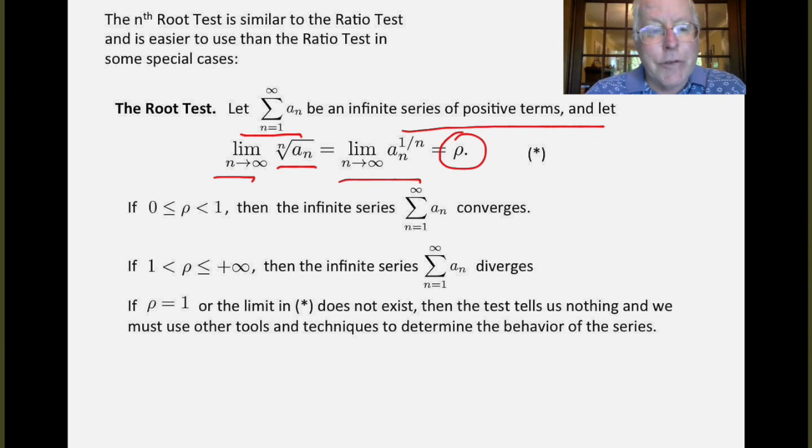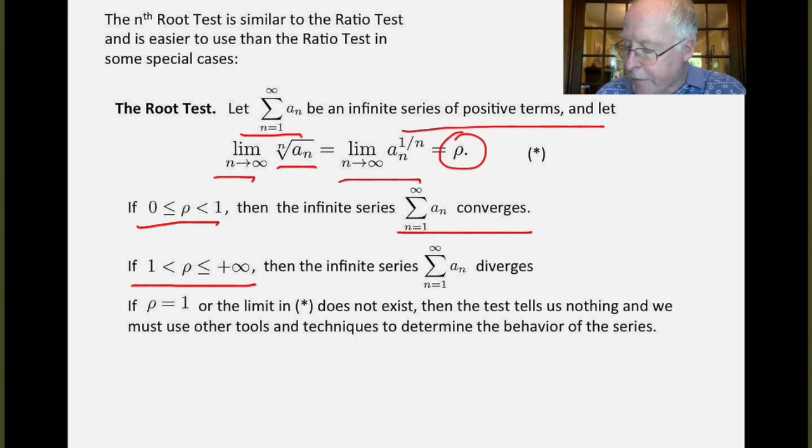And as in the ratio test, we have similar conclusions. If rho is greater than or equal to 0 and less than 1, that will tell us the series converges. If rho is bigger than 1, and it could even be infinity, then the series diverges. And if rho equals 1, or this limit in star does not exist, the root test tells us nothing, and so we have to go back and try something else.